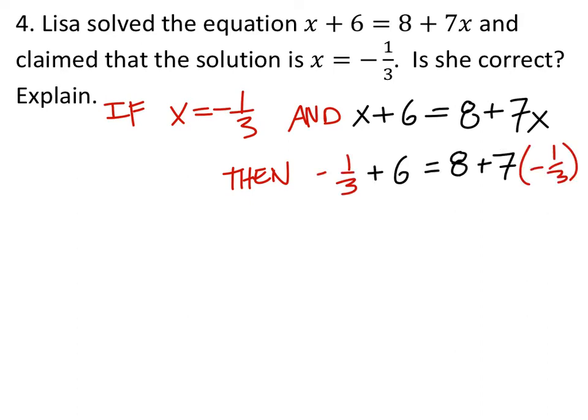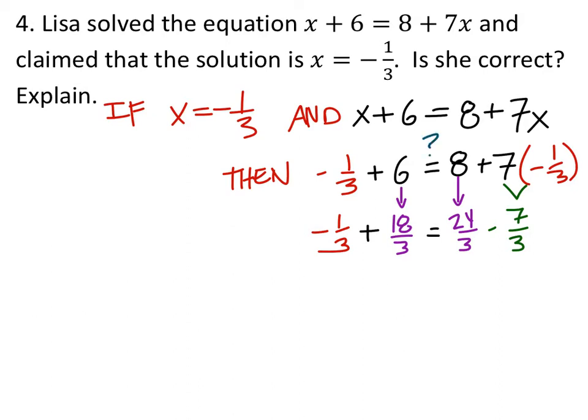Now we don't want the decimal values on this, otherwise it's going to be more of an estimation. So I'm going to keep the fractions, and I'm going to change 6 into 18/3. And 8 I'm going to change into 24/3. So that when I'm going to multiply the 7 and negative 1/3, that would be a negative 7/3. So I've got negative 1/3 plus 18/3. Does it equal, so we've got our question mark there, 24/3 minus 7/3?